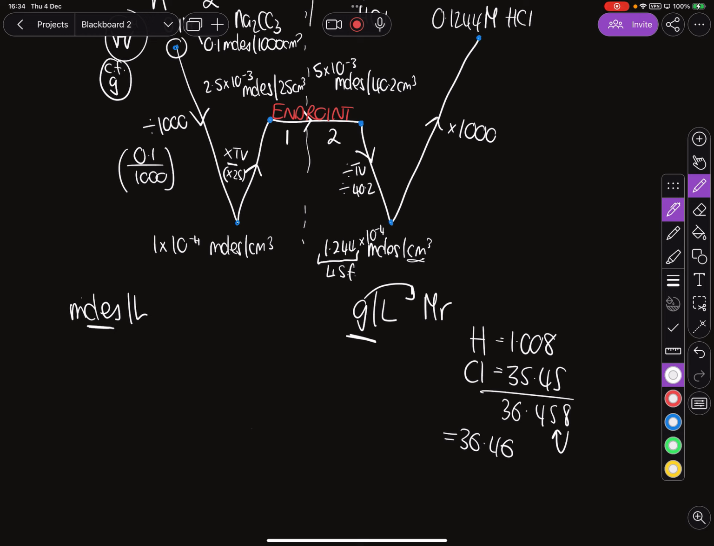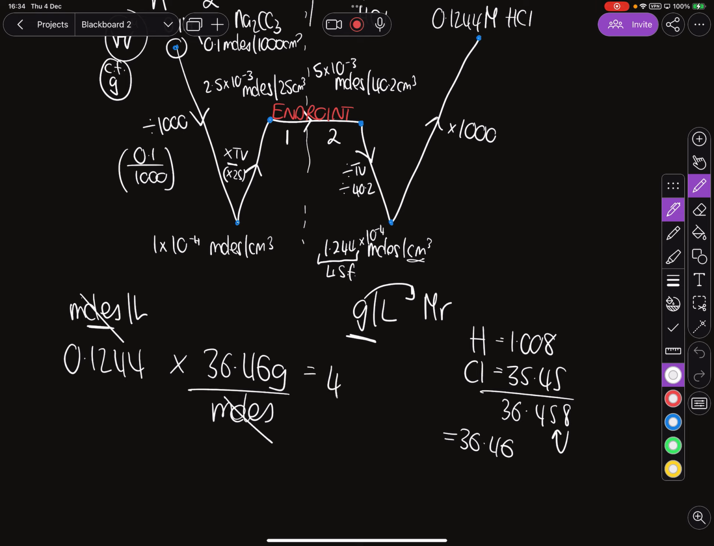And we go, so it was 0.1244. We are going to multiply it by 36.46 grams over my moles. So I'm getting rid of this and this. And when I put it in, again, 4 significant figures, I get 4.536 grams per litre of HCl.